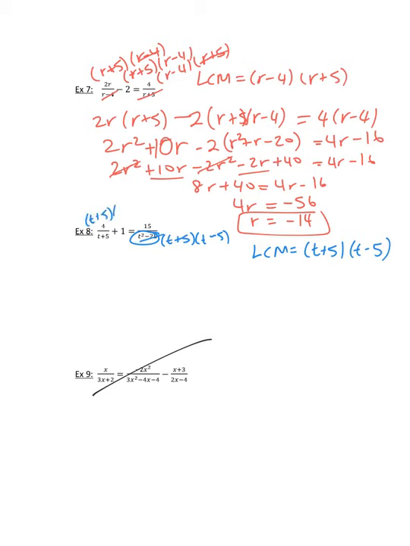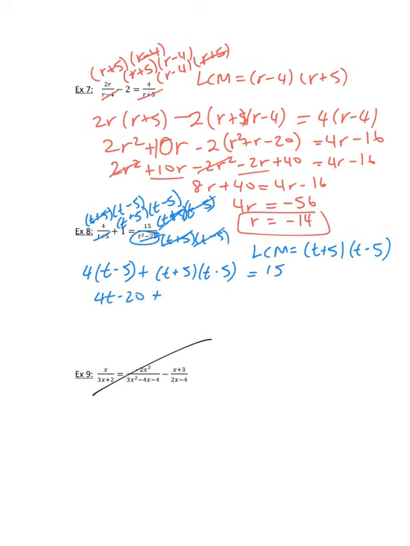So we're going to multiply everything by t plus 5 times t minus 5, times t plus 5 times t minus 5, and again times t plus 5 times t minus 5. So in the first term, the t plus 5's cancel, and I have 4 times t minus 5. In the second term, 1 times t plus 5 times t minus 5, and equals, and here the both will cancel, so it just equals 15. So I'm going to distribute. I have 4t minus 20 plus, and I'm going to FOIL, t squared minus 25 equals 15.